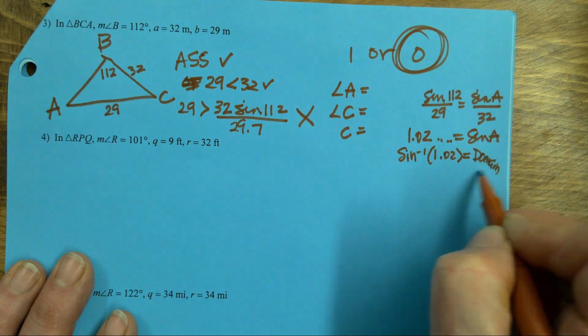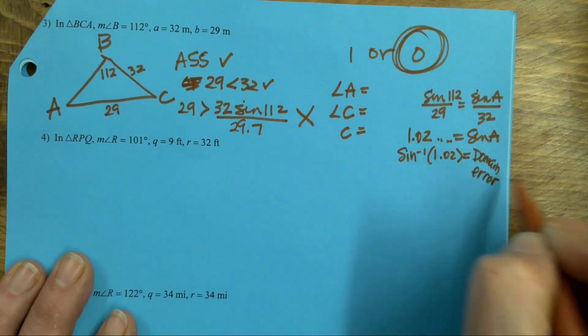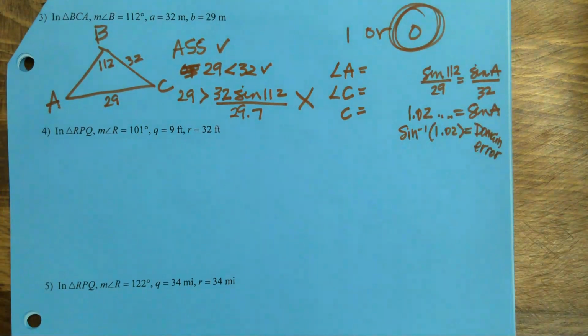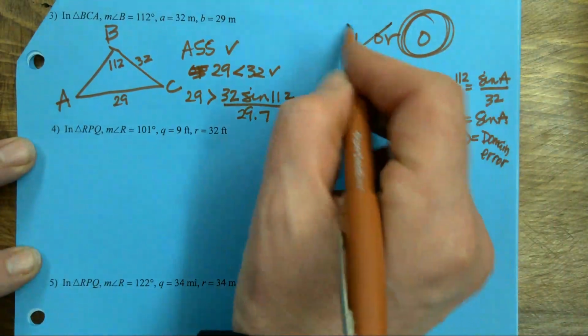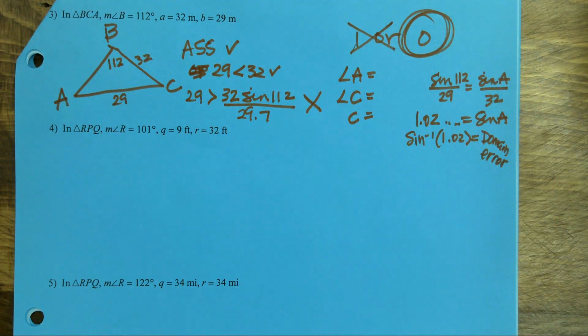which means that there's no such triangle, and that's how I can cross off the one solution. That's what that one looks like.